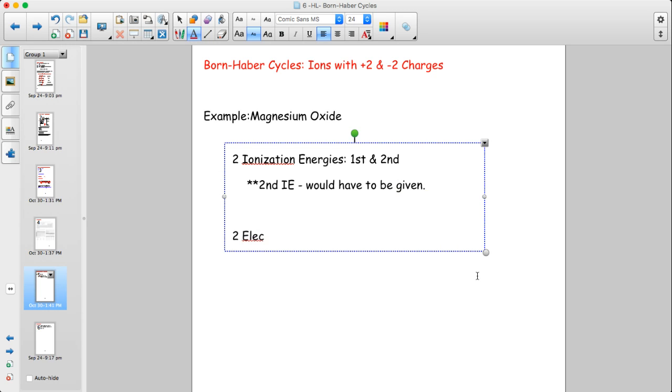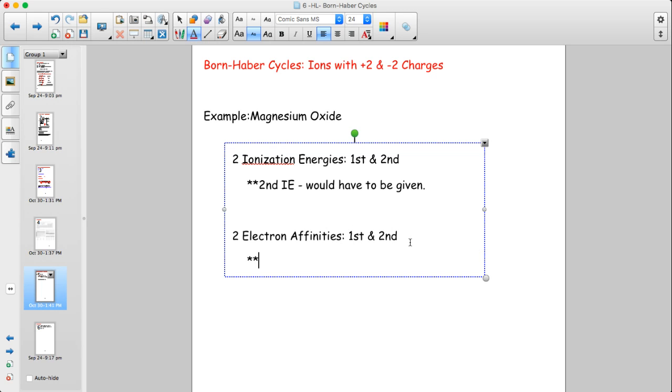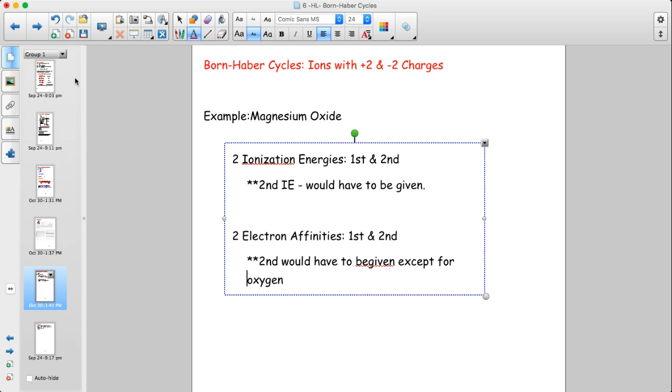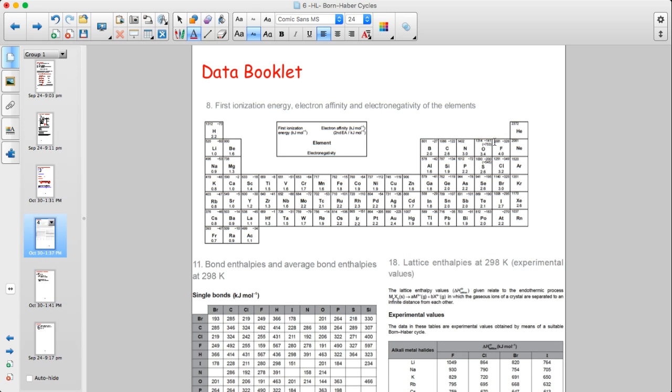You'd also have two electron affinities, right? So a first and a second electron affinity. For most atoms, the second would have to be given to you, except for oxygen. If we look back at table 8, and look up here at oxygen, there's actually two values listed for oxygen, and for sulfur. So pretty much, if you're going to get a question with a second electron affinity, it's going to be one of these two atoms, or they're going to have to give you the value. So oxygen's second electron affinity is positive 753.